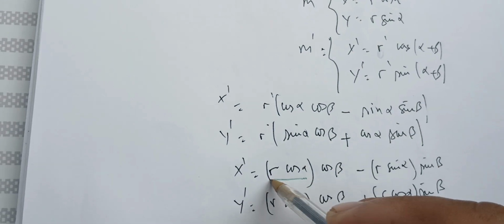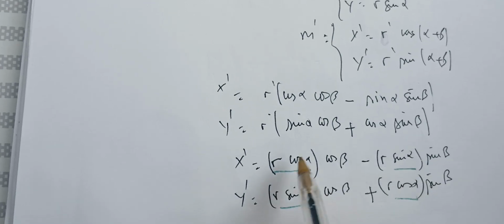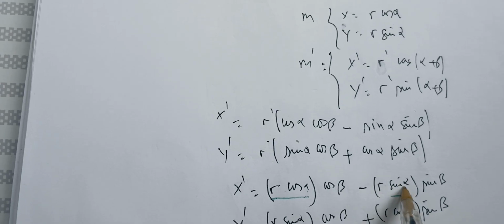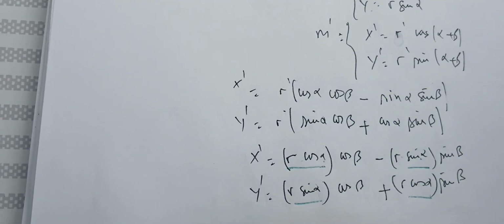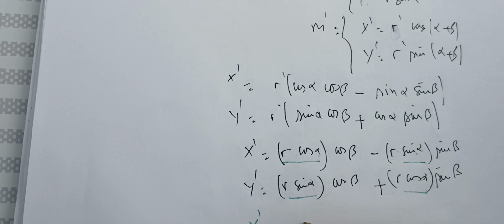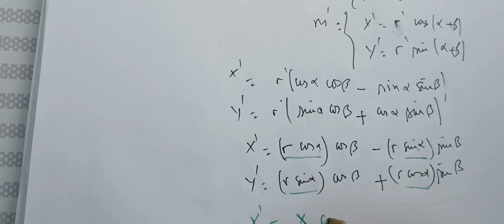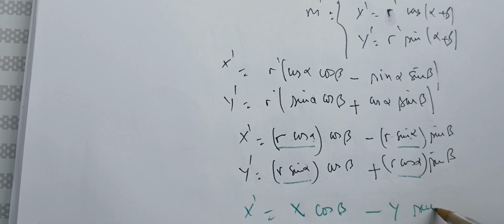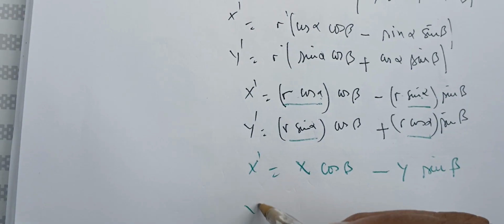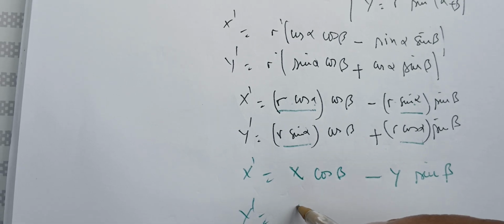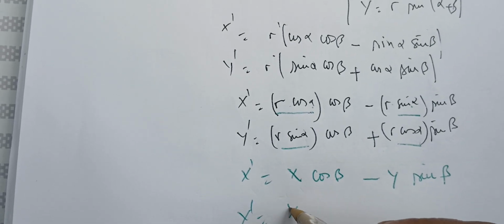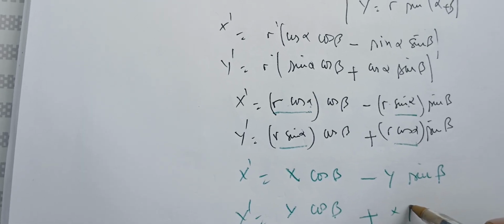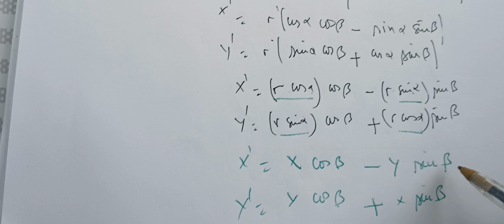Now we're gonna switch back here. This is R cosine alpha, this is just X, and R sine alpha is just Y. Let's do that. We're gonna have X prime is X cosine beta minus Y sine beta, and Y prime is gonna be Y cosine beta plus X sine beta.